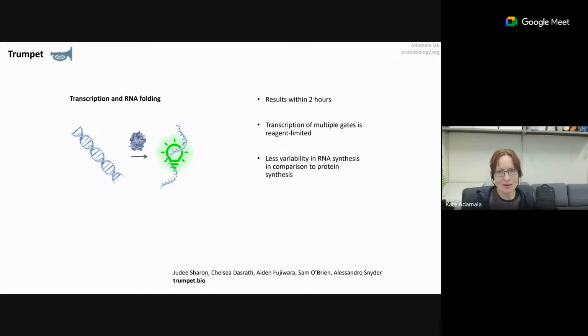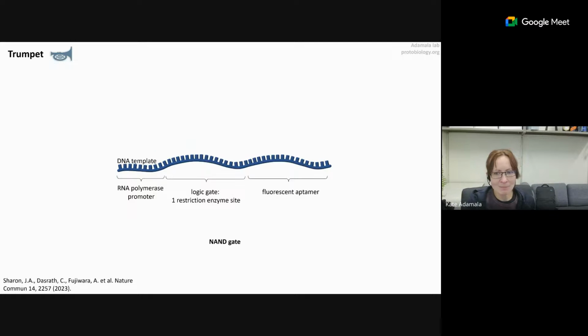And I'll show you an example of a NAND gate to show you how that Trumpet gate works. A Trumpet gate starts with a single-stranded DNA template. So it's just a single-stranded string of DNA. It's about 150 to 200 bases, not base pairs. It's a single-stranded DNA. So it's short, in IDT terminology, it's an ultramer.